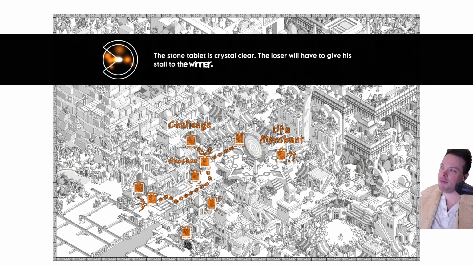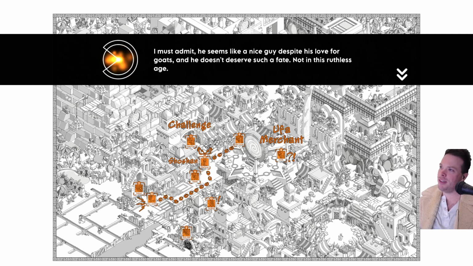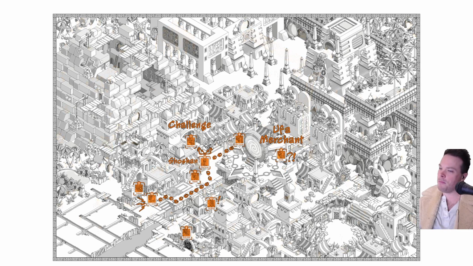The stone tablet is crystal clear. The loser will have to give his stall to the winner. Ufa has just lost everything. I must admit, he seems like a nice guy despite his love for goats. He does not deserve such a fate, not in this ruthless age. Even so, he likely never had a chance or the courage to seek revenge on Shoshan. In the true timeline, it often happens that way.